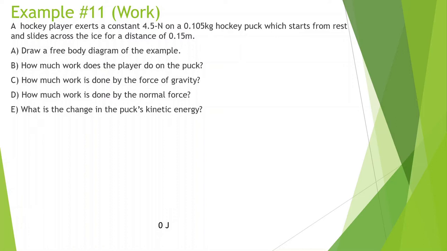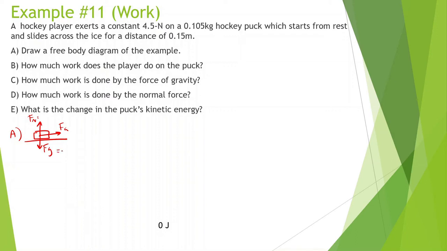Draw a free body diagram, how much work is done, and so on. Okay, so let's look at this problem. Part A, free body diagram. We have a puck. There's going to be a force of gravity, a force applied, and a force normal. There's no friction because it says ice, so we're assuming there's no friction.